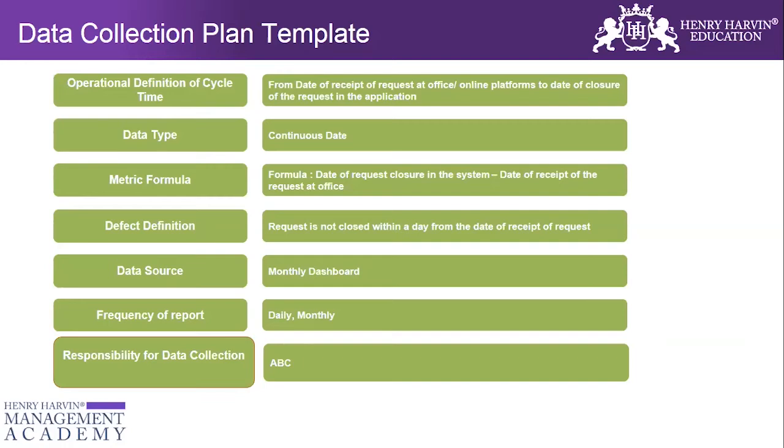Then we have the data source, which is a monthly dashboard, the frequency of the report, which is daily or monthly, and the responsibility for data collection, the name of the person. So these are the key important components which need to be there in each and every data collection plan. This talks about what the operational definition is, who is going to give us the data, and what formula we have calculated. All these things are done to ensure that the project team members are on the same page.